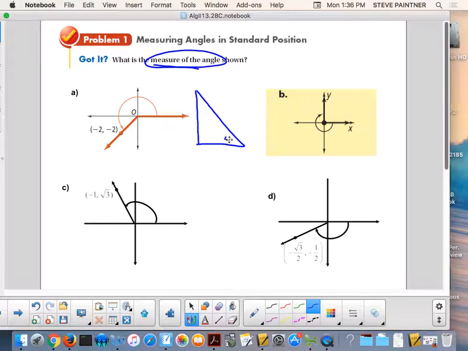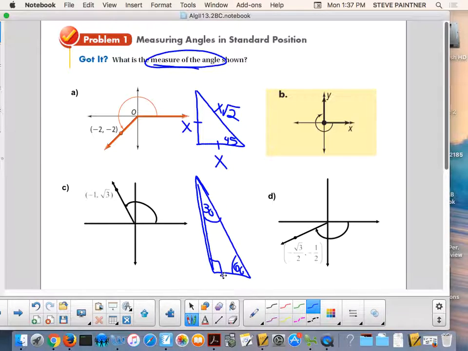On a 45-45, the legs are what? Same, x, x. Hypotenuse, whatever the leg is, times square root of 2. What about a 30, 60, 90? Here's your 30, 60. If your short side is x, what's your long side? x square root of 3, and the hypotenuse is always 2x. Okay? Good? Now look at this.